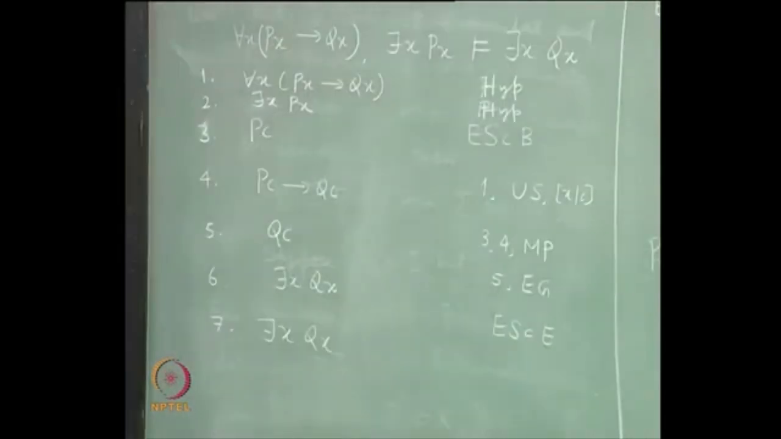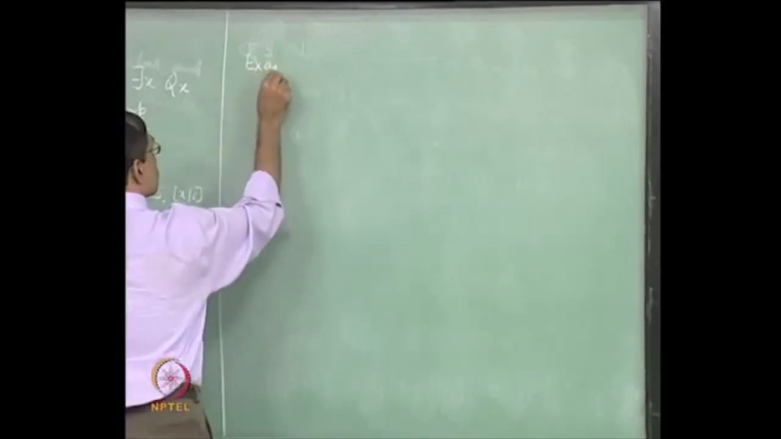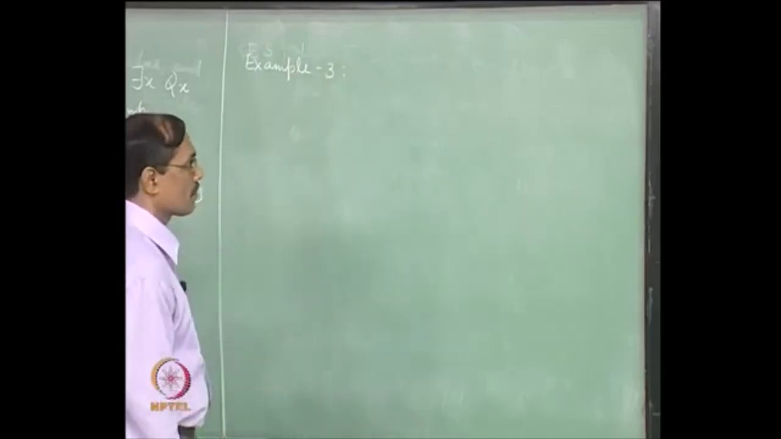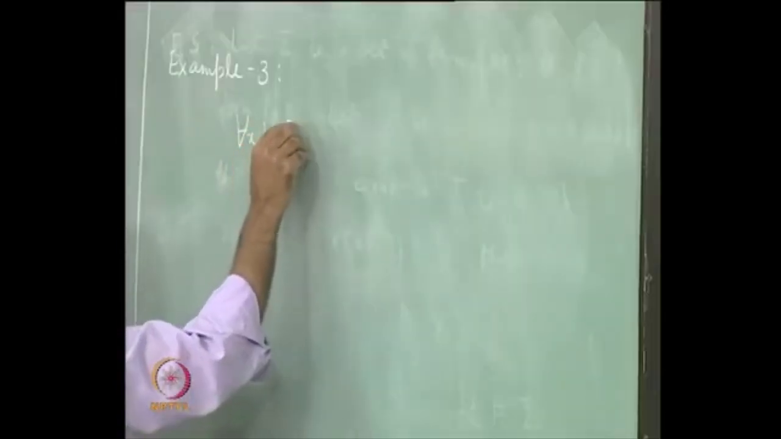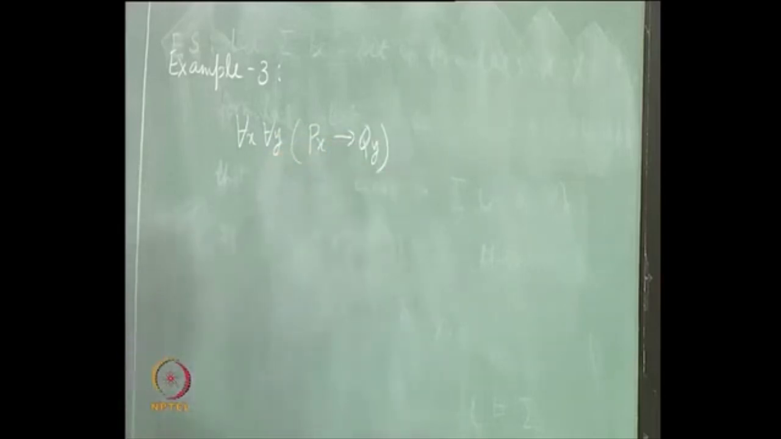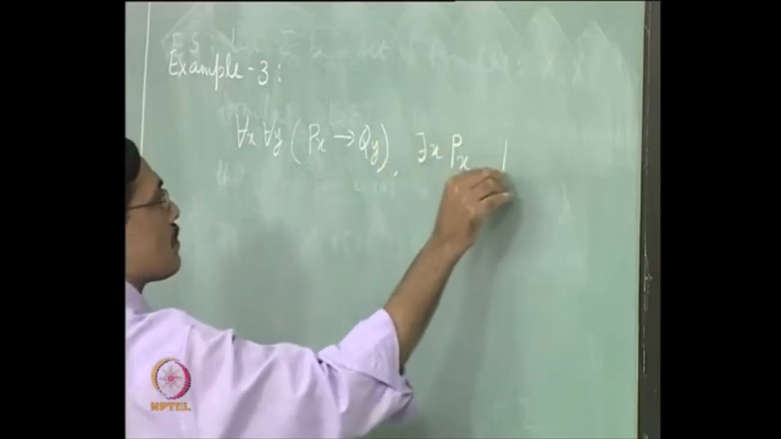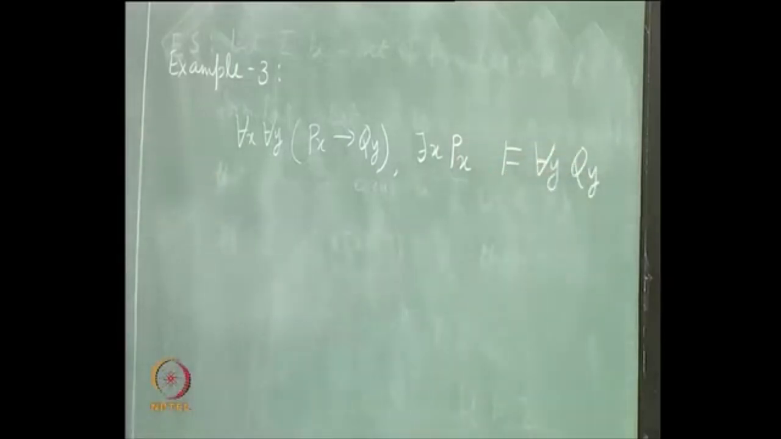Is that okay? That is how it will be proceeding in informal proofs. Let us take one more example. Let us see whether this has a proof or not.